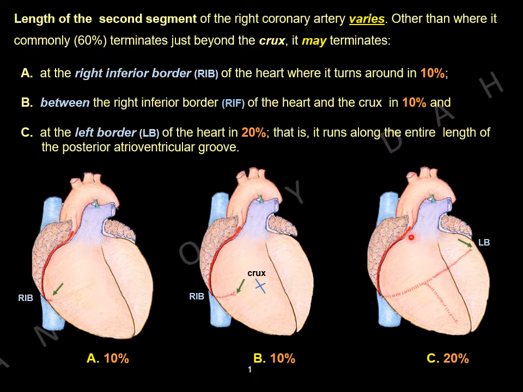Or right coronary artery may go beyond this and along the posterior atrioventricular groove or sulcus reach up to the left border of the heart, and there it may terminate. That is in 20%.